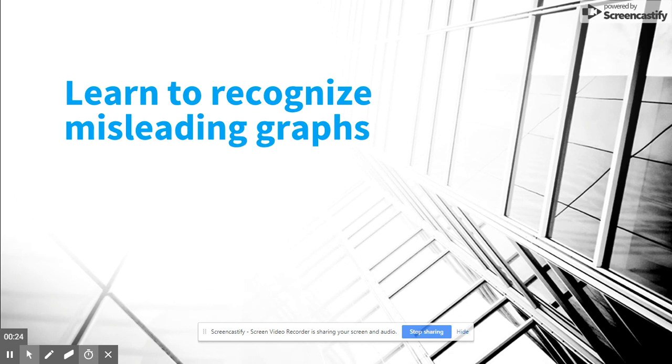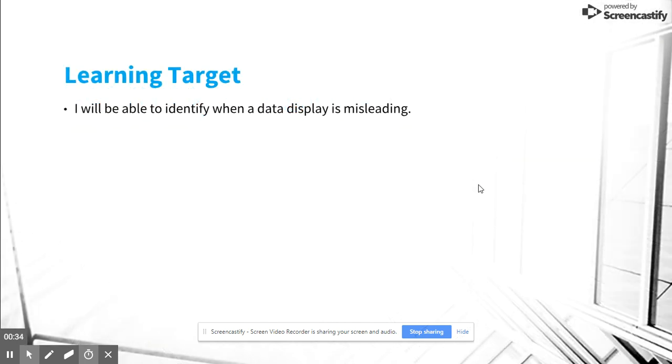But sometimes graphs can be misleading, and today we're going to learn how to recognize misleading graphs. Today's learning target is I will be able to identify when a data display is misleading. But first, let's talk about why it is important to know when data displayed is misleading. For one instance, it's for you to make your best judgment on that piece of data that is being advertised.